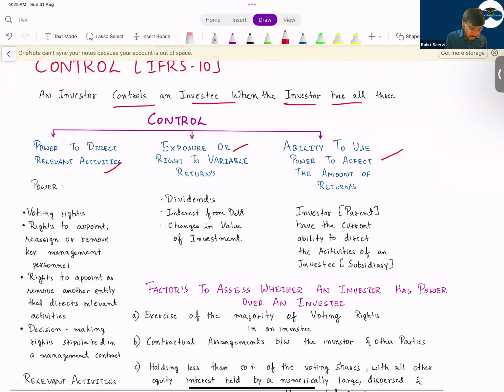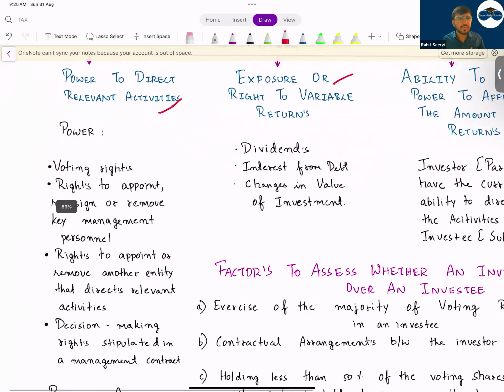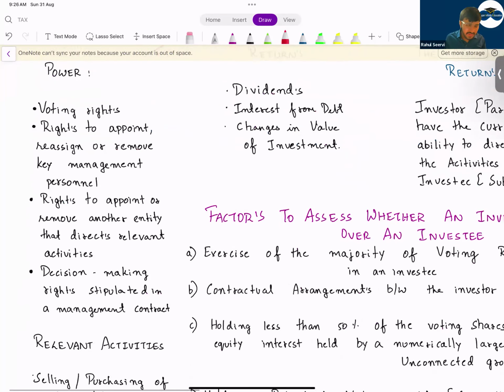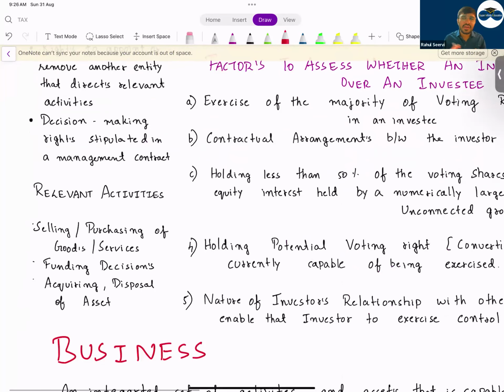Now what does power mean? Power can come through voting rights, appointing the board of directors, removing the board of directors, decision making, etc. A lot of it. What does relevant activity mean? Relevant activity means selling or purchasing of PPE, raising of finance, which assets should be disposed, in which business the funds should be invested, a lot of things.